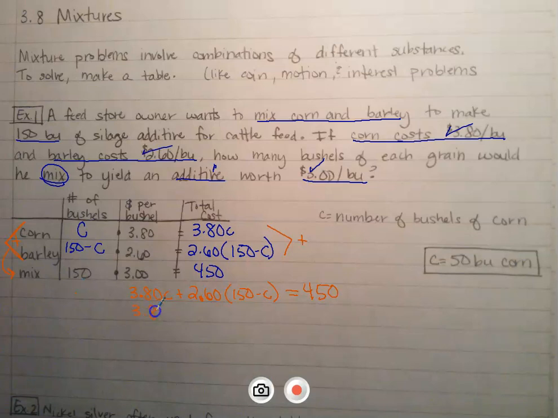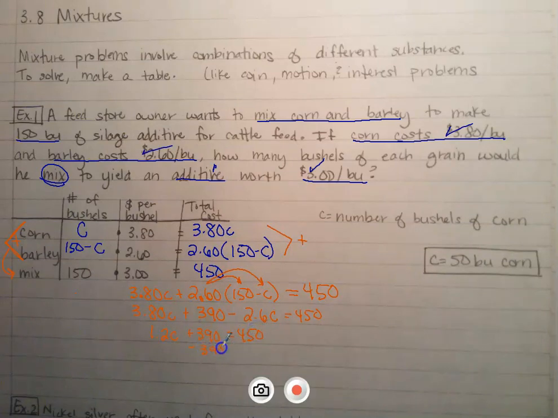So this is going to be 3.80 C, or you can just do 3.8. Again, it doesn't matter. Plus, we need to distribute. 2.60 times 150 is 390. Minus, okay, we're distributing, 2.6 C equals 450. From there, you can solve, right? We have like terms, 3.8 C minus 2.6 C. So we've got 1.2 C plus 390 equals 450.